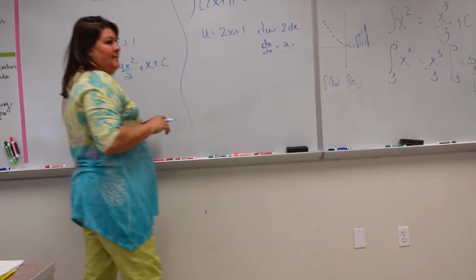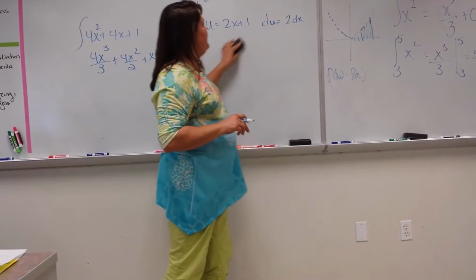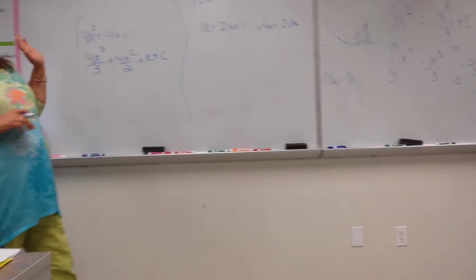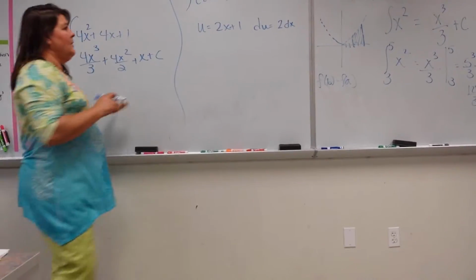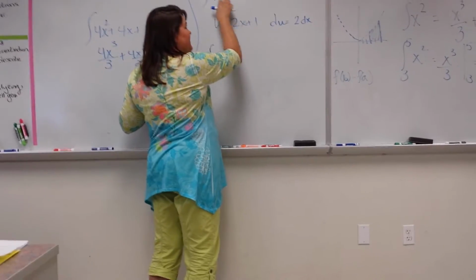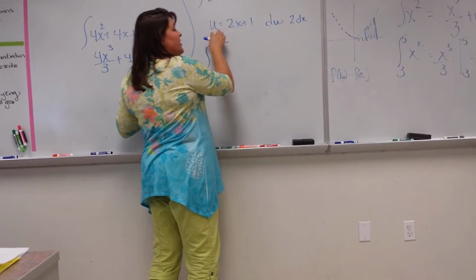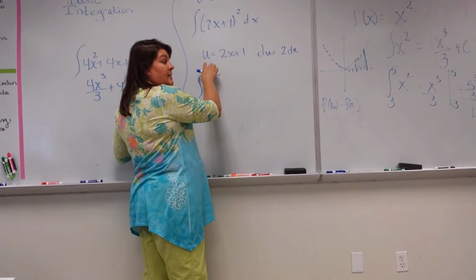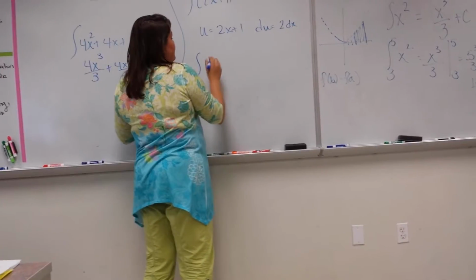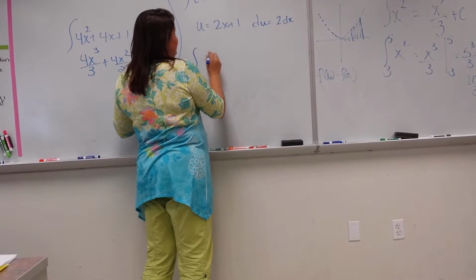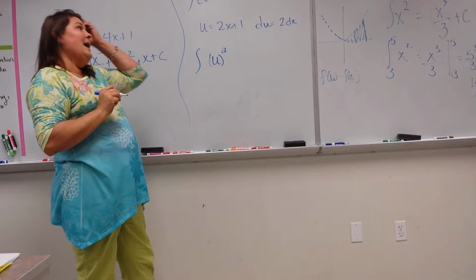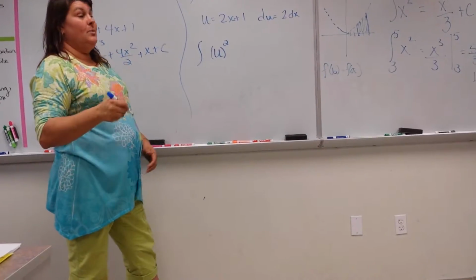Okay, so far does that make sense to all? So right now I have a u and a du situation. Ultimately, my goal is to rewrite this original problem in terms of u only. So if I'm looking at this, I have 2x plus 1. 2x plus 1 is u, so we're going to put u here. So it's going to be u squared.